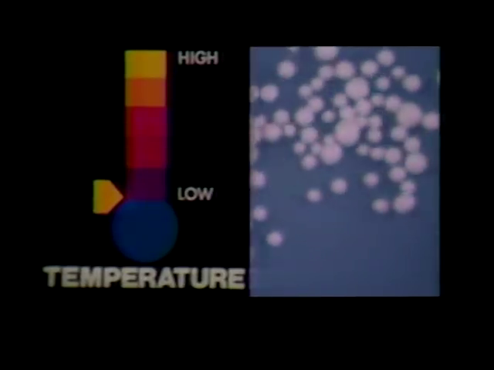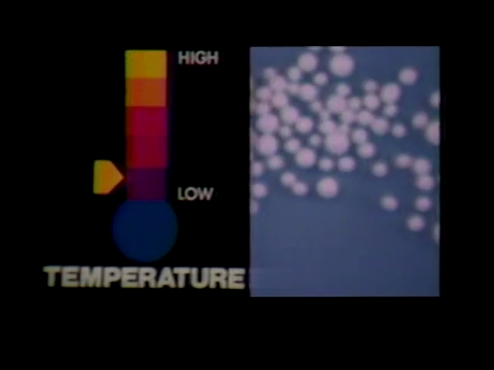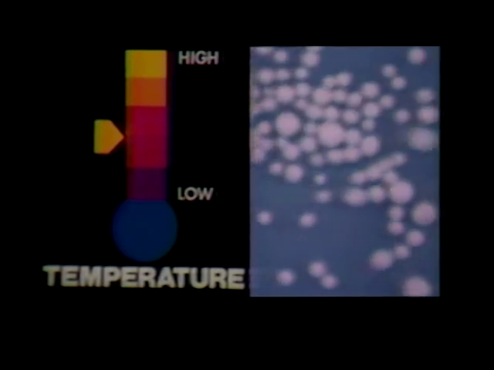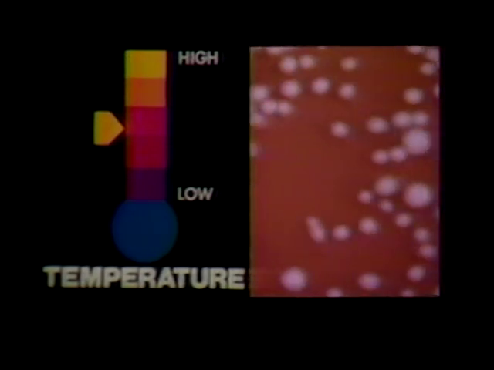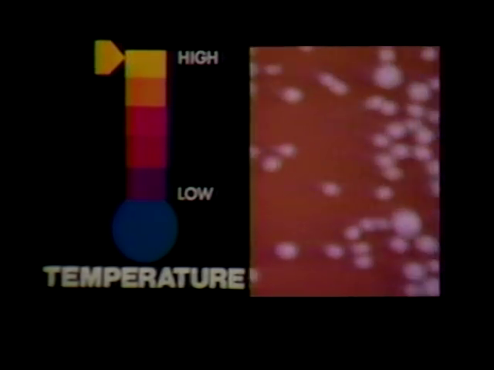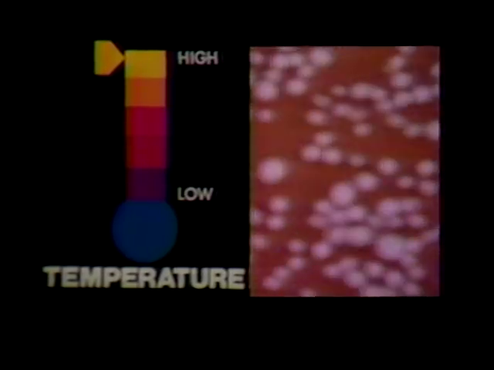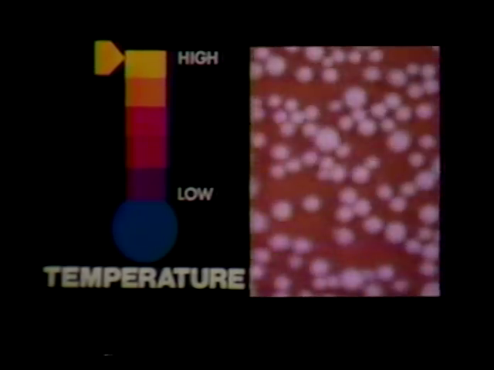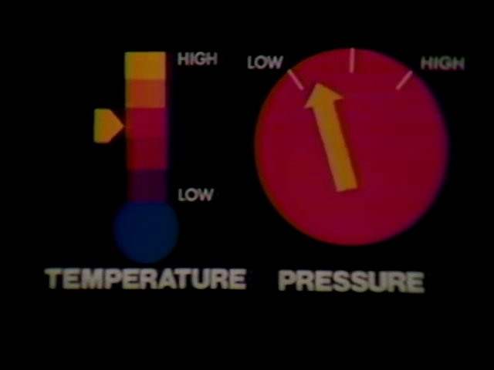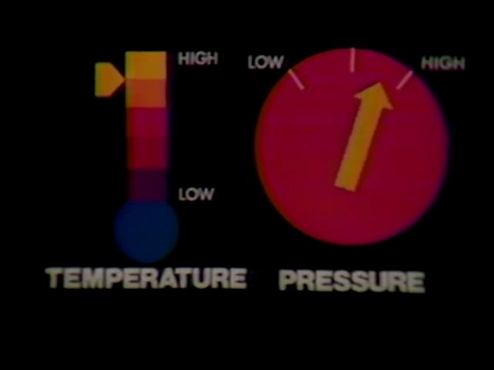Since temperature is a measure of molecular motion, the molecules will move faster when heat is added. So, heat energy is transferred to energy of motion. But when air molecules move faster, they exert greater pressure. So, temperature and pressure are closely related. In fact, at a constant volume, for each increase in temperature, there is a corresponding increase in pressure.